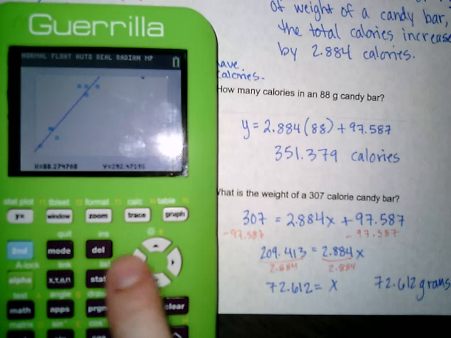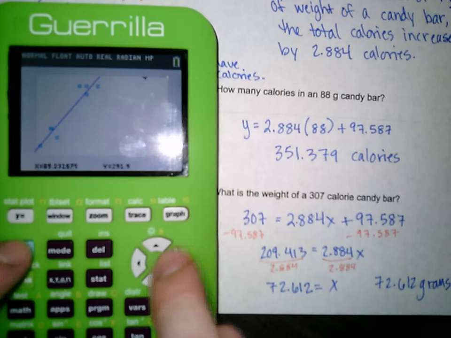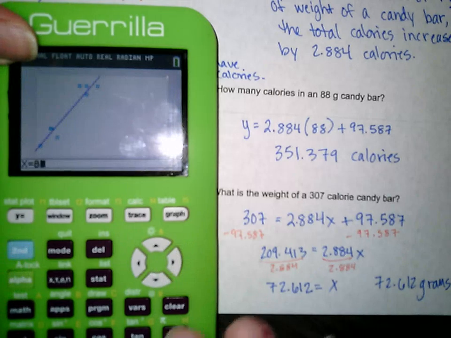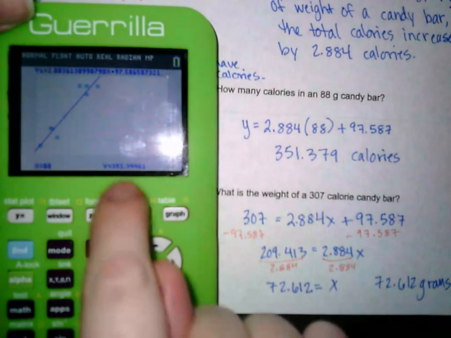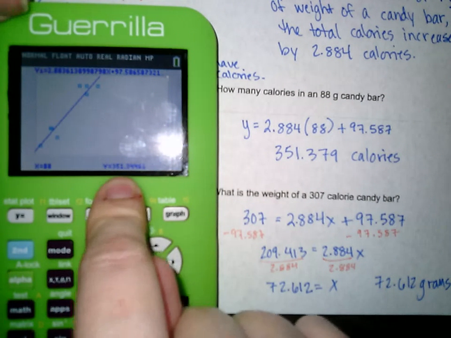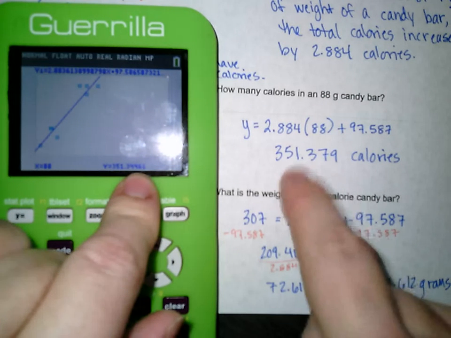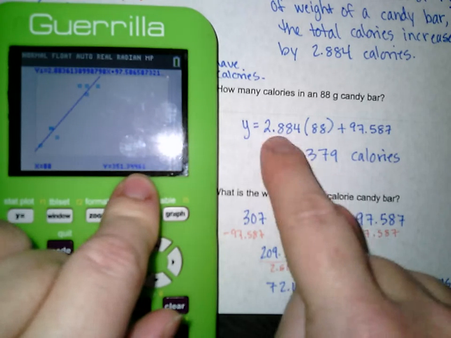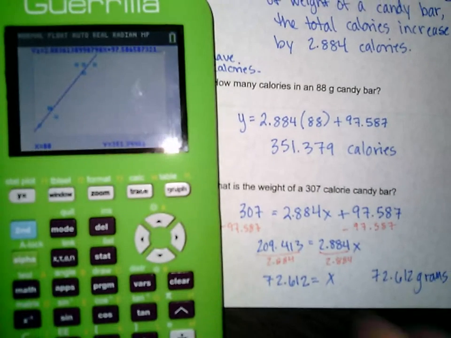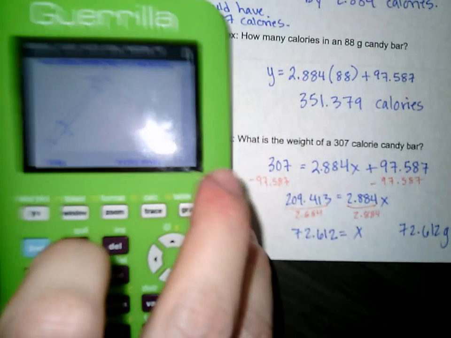If x is 88, y is... it's not working. Here we go. X is 88, y1. There we go, 351.34461. So the difference between the answer that we got on the calculator and the answer I got here is because we rounded our slope and our y-intercept. So it's close, but it's not going to be exactly the same. So this is probably what they're having you do in MyMathLab.